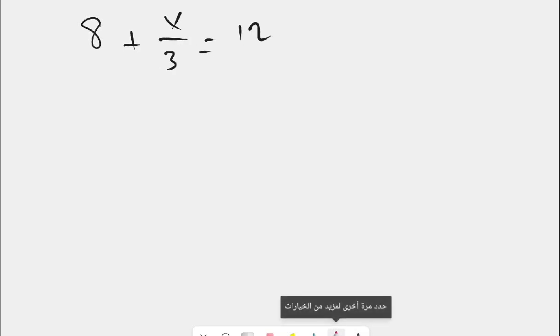Now let's move on to our next problem. Go ahead and take a minute and try this example. So 8 plus x divided by 3 is equal to 12. So pause the video and write this equation down. Go ahead and solve it.